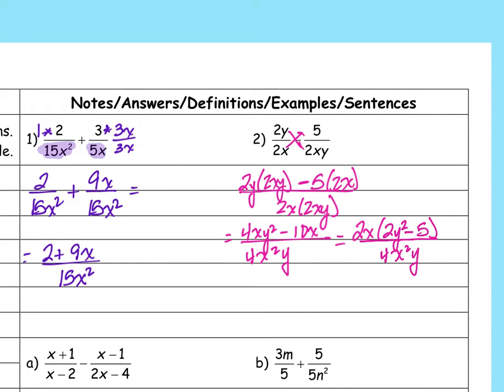And then I can simplify from there, right? 2 goes into 2 once, into 4 2 times. There's 1x on top and 2 on the bottom. So my answer should be 2y squared minus 5 all over 2xy. That's it.